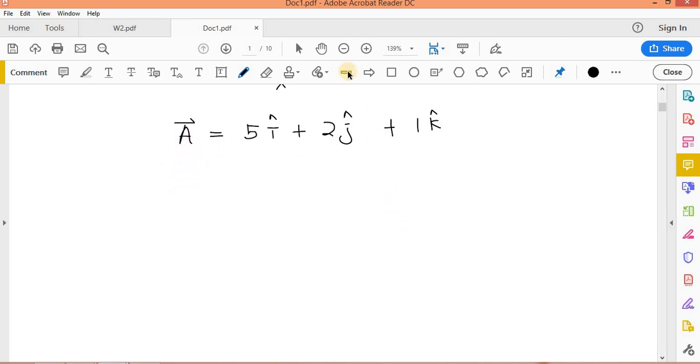I'm going to construct a 3D coordinate system. This is your 3D coordinate system. What does it mean one by one? 5i means that, first of all, from the origin, this vector A moves 5 units in the i direction. So if this is your 5, you move 5 units in the i direction, so 5i is here.